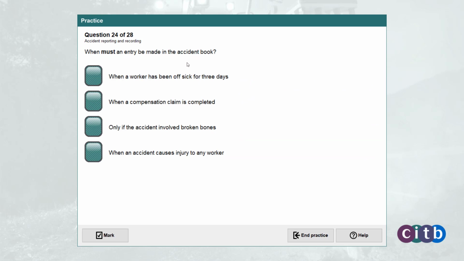When must an entry be made in the accident book? When a worker has been off sick for 3 days. When a compensation claim is completed. Only if the accident involved broken bones. When an accident causes injury to any worker.